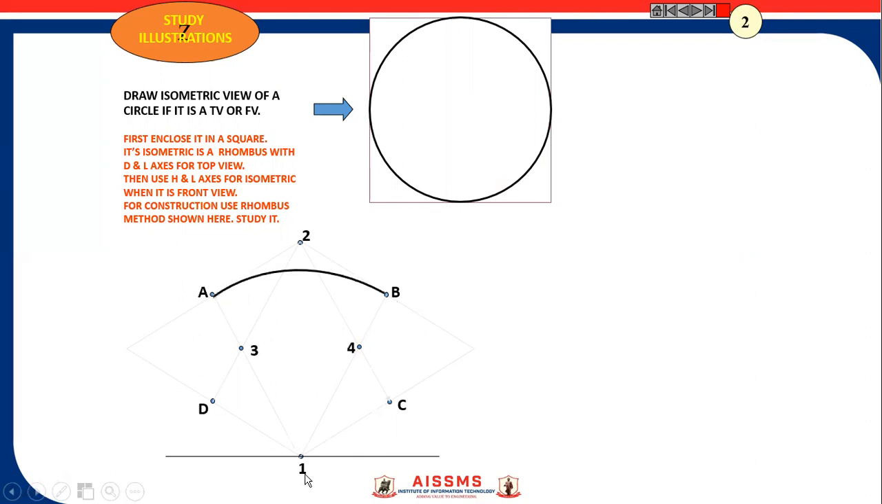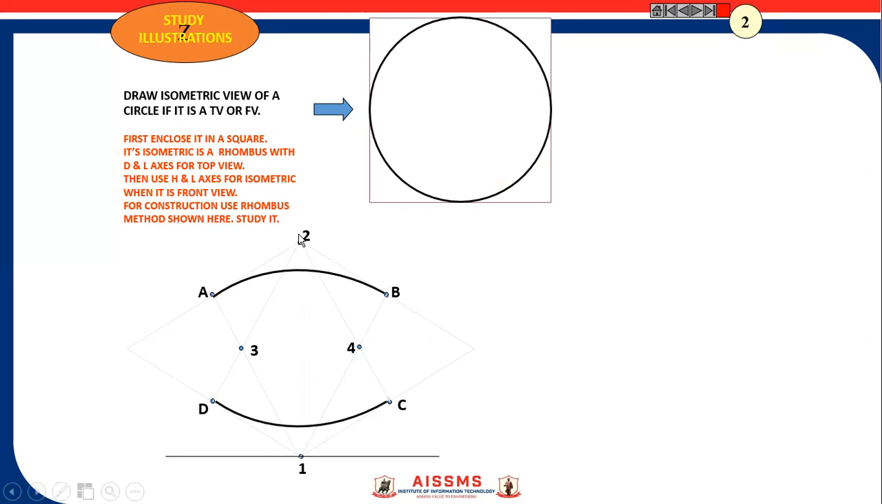See here, from the first point, take 1 as a center in the compass. Measure the distance 1 to A as a radius. Draw an arc up to the B. Then second, 2 as a center point, 2 to C as a radius, or 2 to B as a radius. Draw the arc up to the C.